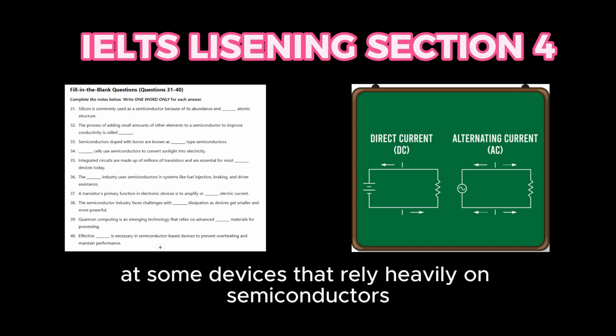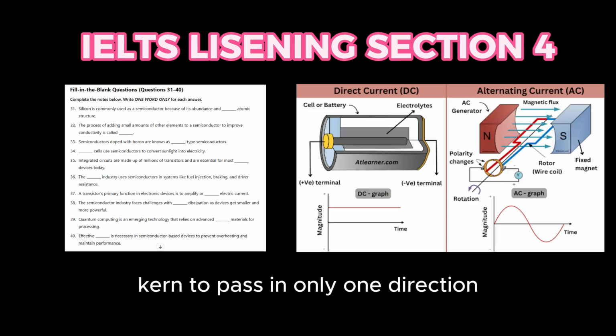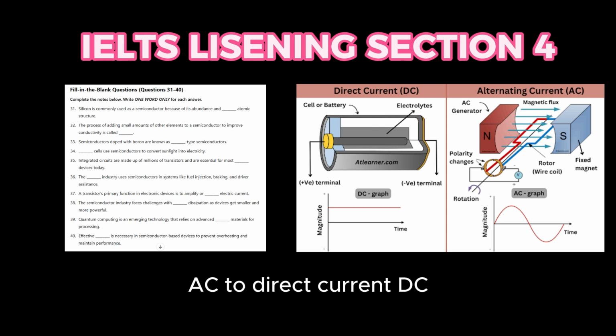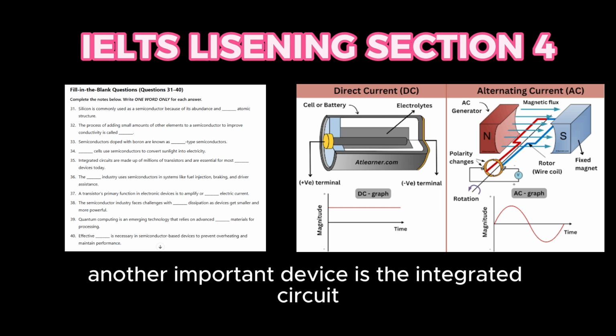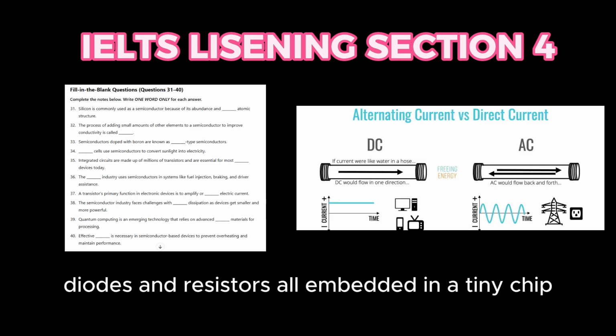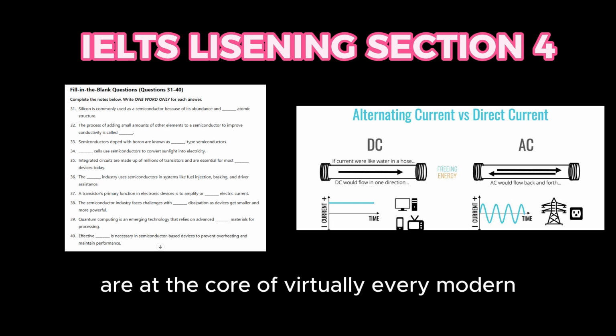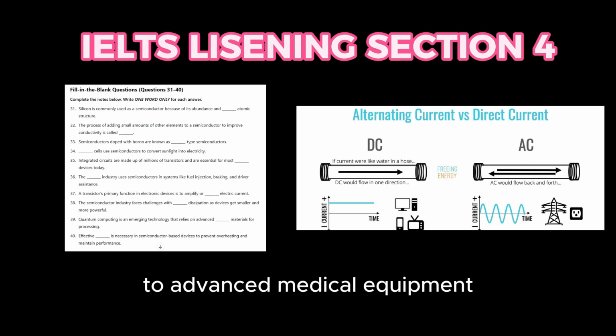Let's take a closer look at some devices that rely heavily on semiconductors. The diode, for example, is a simple yet crucial device that allows electric current to pass in only one direction. Diodes are used in power supplies to convert alternating current (AC) to direct current (DC) and are essential in radio signal detection. Another important device is the integrated circuit, or IC. An IC is made up of millions of transistors, diodes, and resistors, all embedded in a tiny chip. Integrated circuits are at the core of virtually every modern electronic device, from smartphones to televisions to advanced medical equipment.